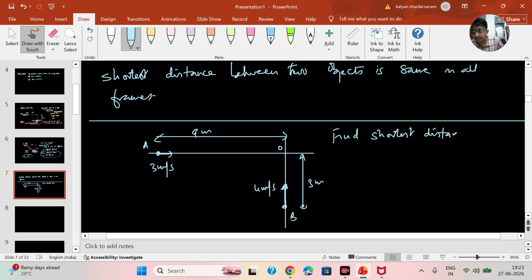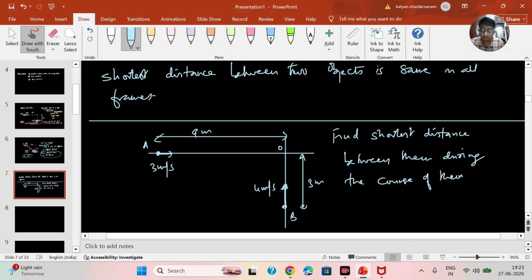Find the shortest distance between them during the course of their motion. So this is the question. Obviously they are not going to meet, but during the course of their motion, I have to find the shortest distance between them. Now there are many ways to do this. So we look at different ideas.